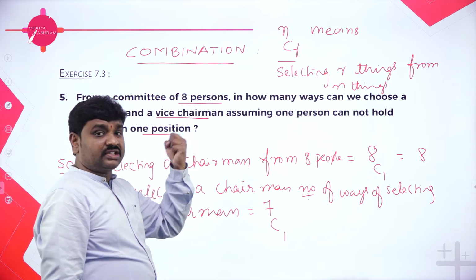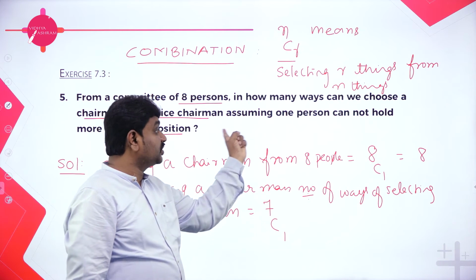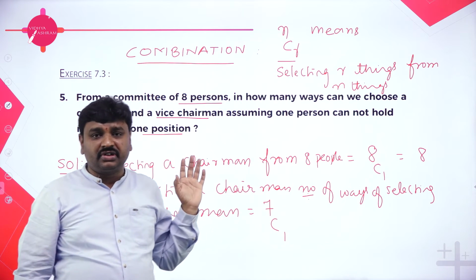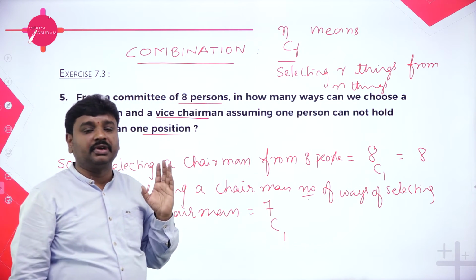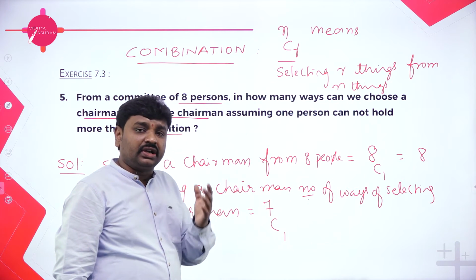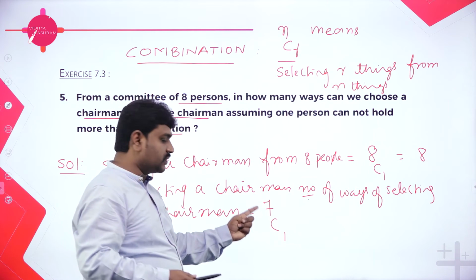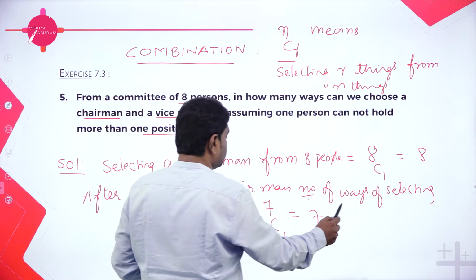Already 1 you selected. The same person you cannot repeat, because one person cannot hold more than one position. If you select one person as chairman, he cannot act as vice chairman. Out of 8, 1 is gone, so we have 7 people. In that 7, you should select only 1 more. 7C1 is 7.